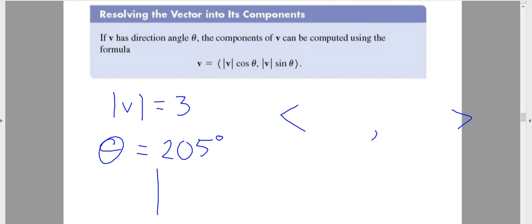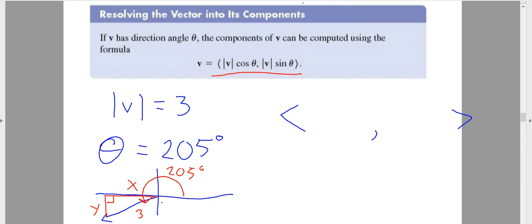Because you're basically looking at something that's down here in this quadrant, looking at this vector. I'm looking for the x and the y. And I know that the magnitude of that is 3. This angle that I've drawn here is 205 degrees. So, what can I do to find the components, according to what you see right there?